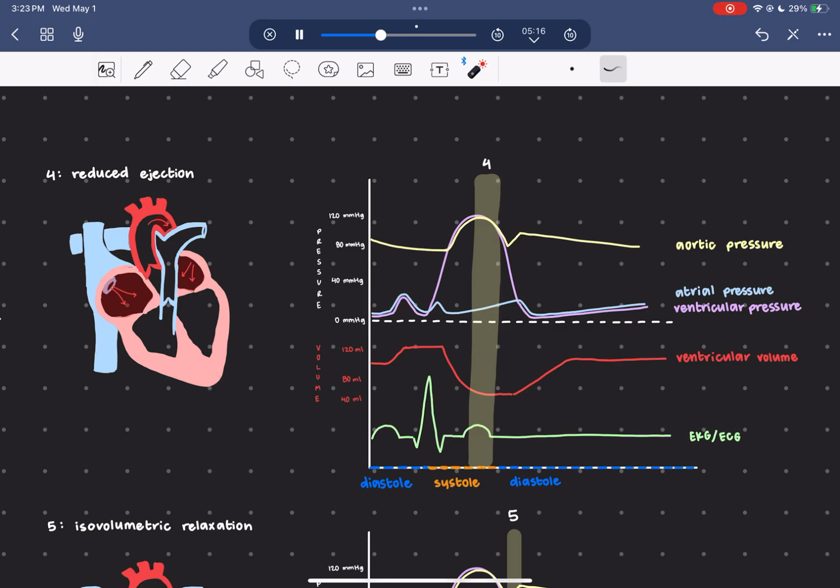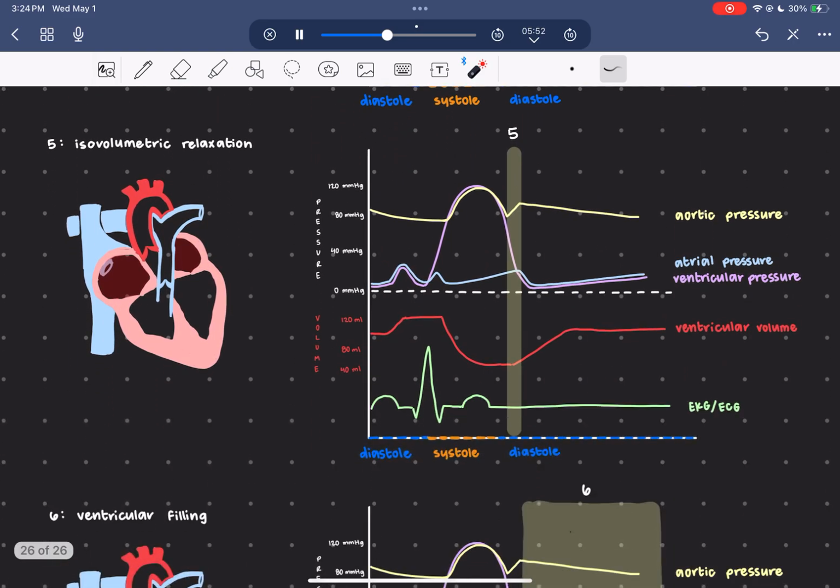When looking at atrial pressure, it's slowly rising because blood is still entering into the atria, whereas ventricular pressure has reached its peak and now it's starting to go down due to that contraction and the force exerted on the ventricles. We're going to have a bit of a downward peak in aortic pressure because blood is still in the aorta, but it's leaving to go to the rest of the body, so pressure begins to fall.